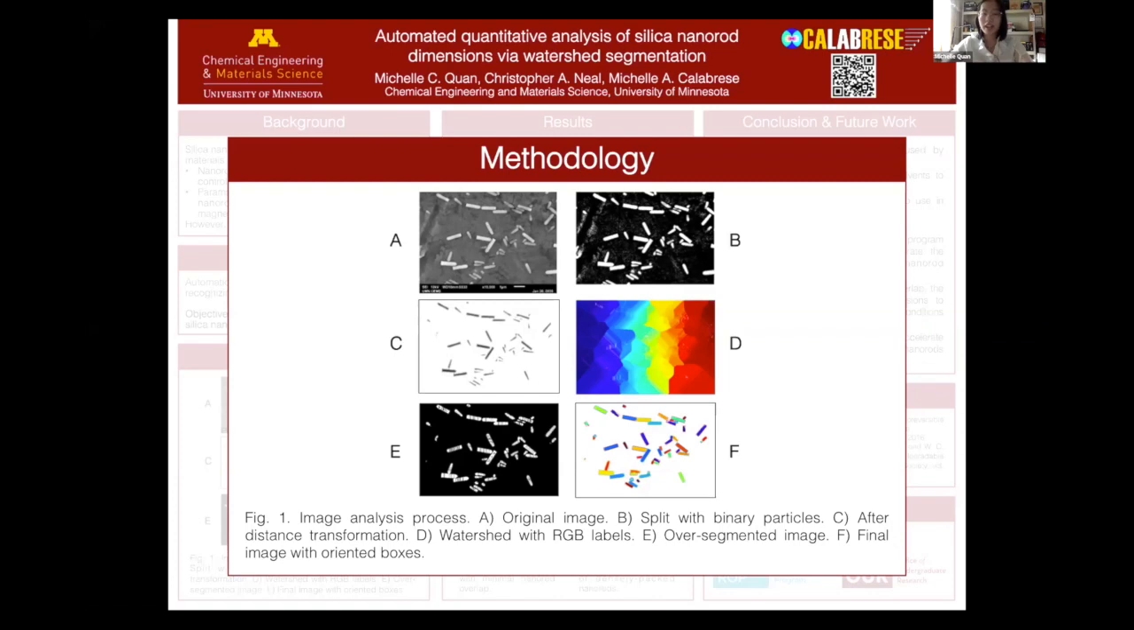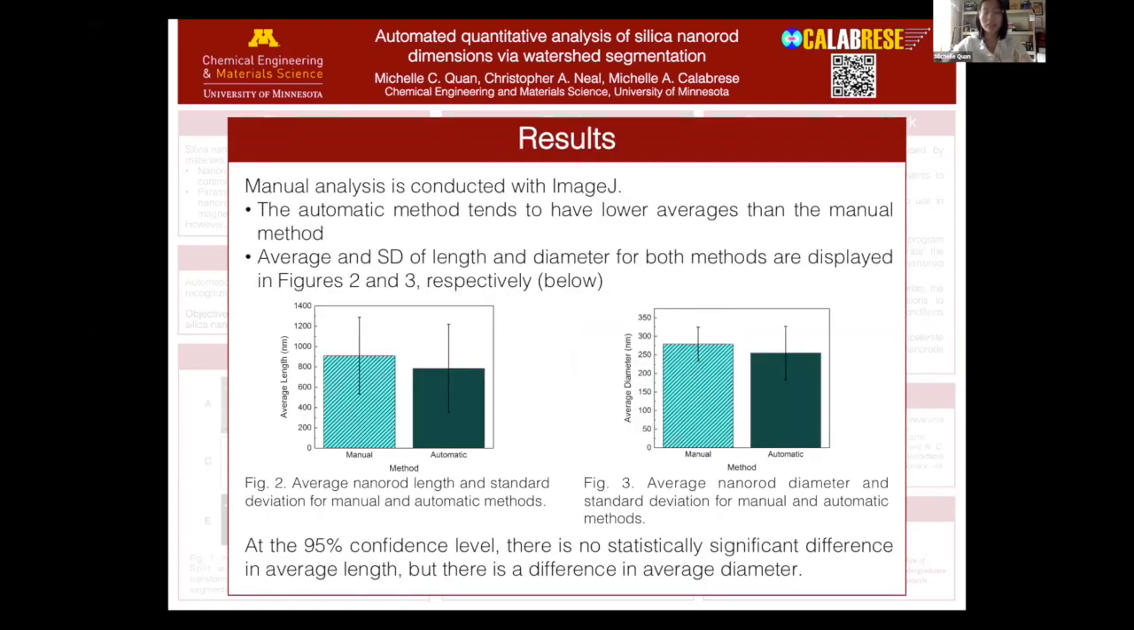Now that we can see how the program works step by step, we can compare it to results tabulated manually. Manual analysis was conducted with ImageJ. I did 3 trials of measurements for both length and diameter and averaged all of that data, and then compared that to the data obtained automatically. As we can see in figures 2 and 3, the automatic data in both length and diameter tends to have lower average values than the manually obtained data.